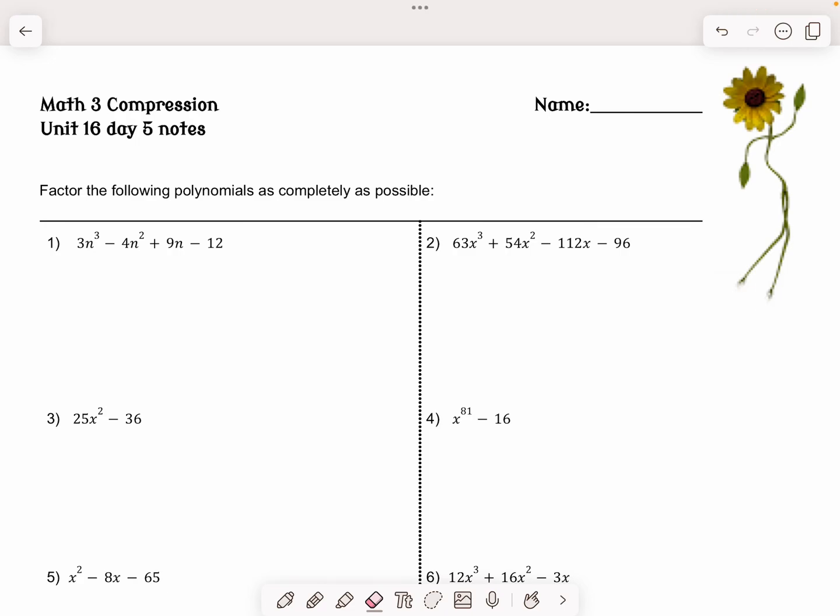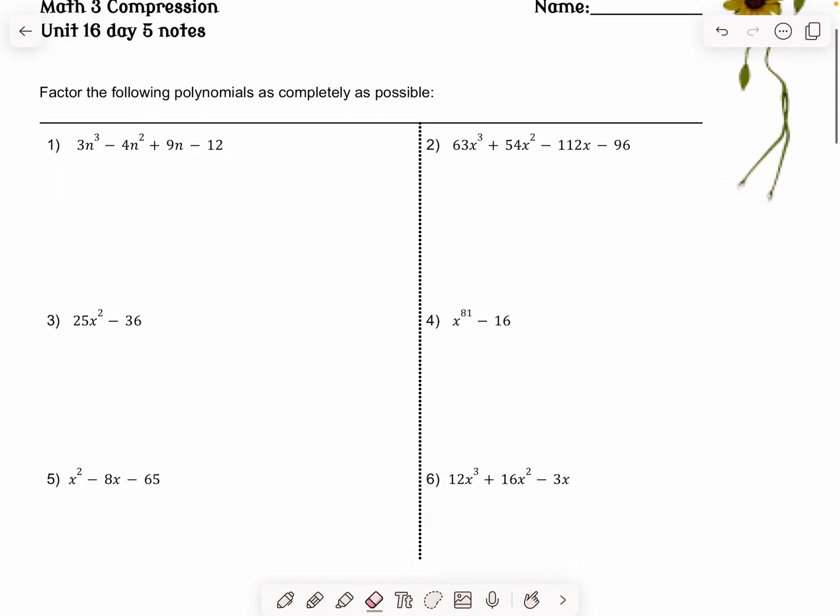All right, welcome. I'm going to be going through some Unit 16 Day 5 notes. At the beginning of this, numbers 1 through 6, I would highly recommend that you try factoring these first and double checking them. I am going to be running through them pretty quickly, so try them on your own. Again, you want to factor as completely as possible, so you want to look for any type of factoring that you can do.